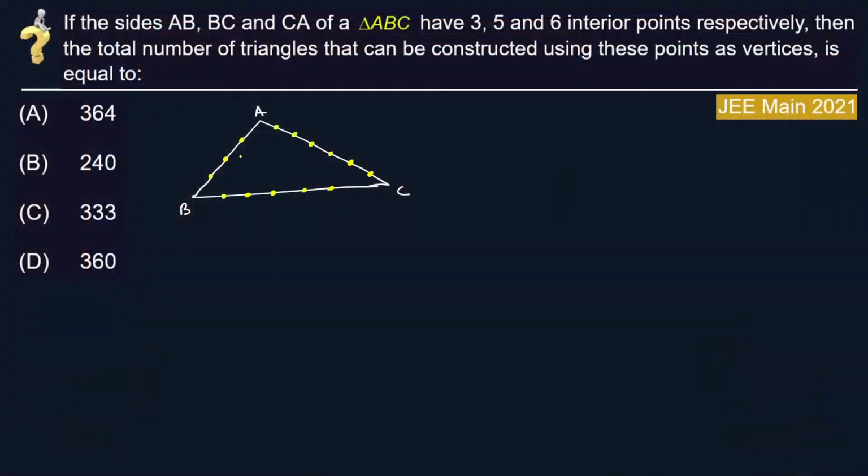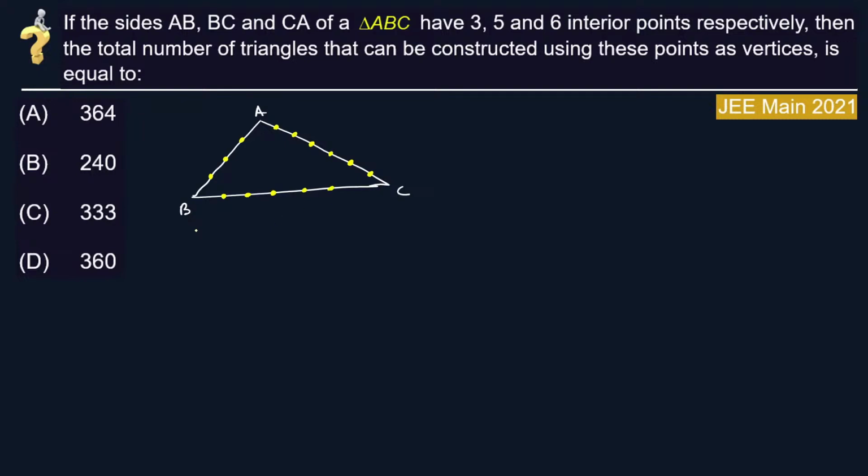Is it clear? Simple sum. You have to draw triangles by using those points on the sides of this triangle given. So let me do one thing. First, let us consider any point on AB. Any one point on AB. And any one point on AC. And any one point on BC.